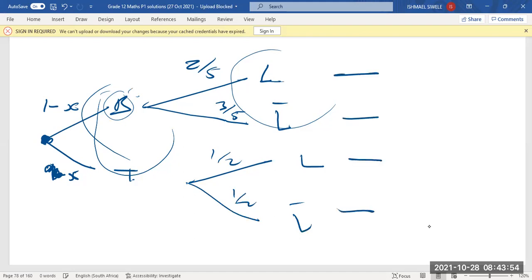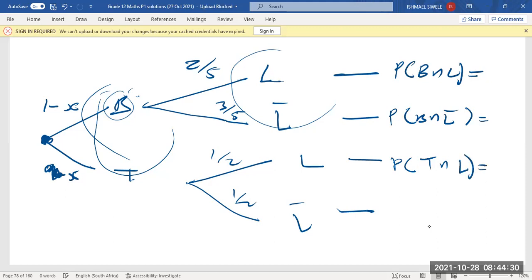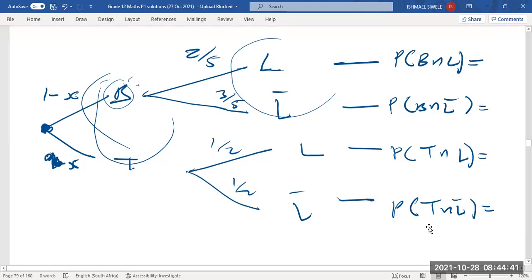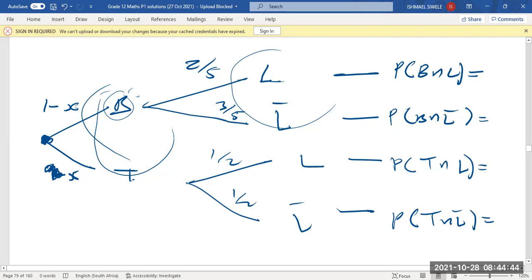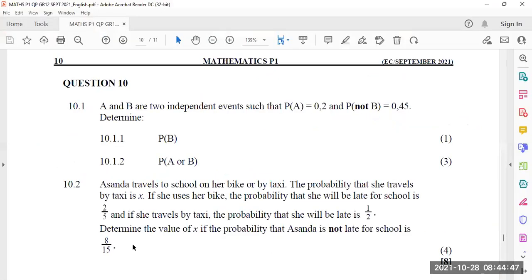So we are going to have our outcomes here. We are going to have bike and late, and we get that by multiplication. The probability of bike and not being late, right? And then here we're going to have the probability of taxi and being late, okay? And then you're going to have the probability of taxi and not being late, okay? So those are the outcomes of the event that you're having in this problem. So let's see, what is it that they said again?